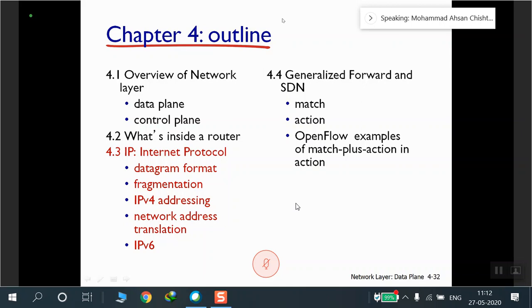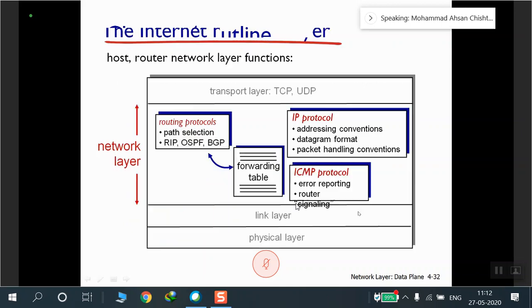I'll send you the links for videos for the routing. I hope that has been taken care of. So this is what we have within the network layer. The routing protocols first: OSPF, BGP, RIP, which you would hopefully have gone through. The second part is the IP protocol: addressing conventions, datagram format, packet handling convention. And the last part is the ICMP protocol, that is error reporting, the ping that we see, which we will come across in a little while.